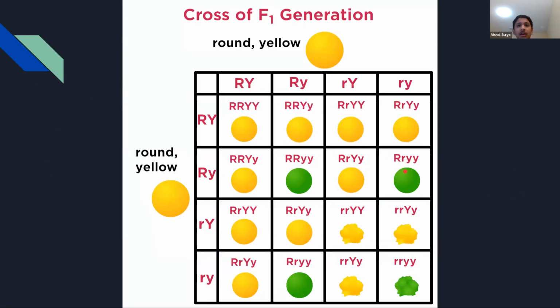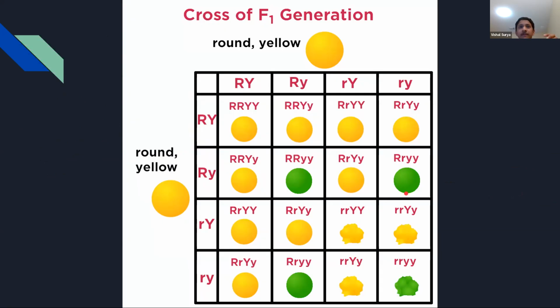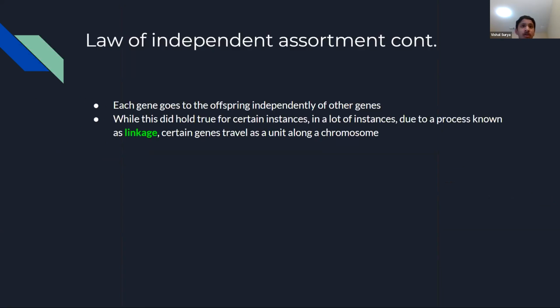So, back on independent assortment. That just shows that the different genes here in a dihybrid cross can assort independently of the other genes in this gamete. However, the law of independent assortment by Mendel was good. It helped geneticists learn a lot of important things, but it got disproved in specific instances of linkage, when certain genes travel as a unit along a chromosome.